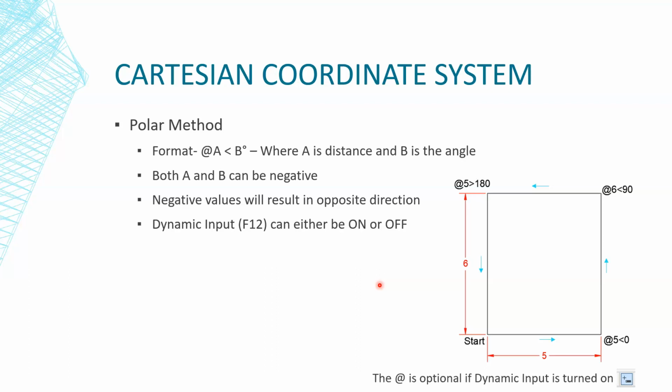The next one is going to be the polar method. All right, so the polar method deals with angles. And once again, we're taking the same rectangle. The dynamic input can be turned on or it can be turned off. Once again, it has the same function. If I have that turned on, the @ symbol is going to be created there for me.